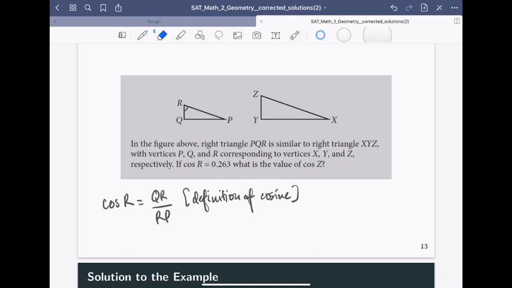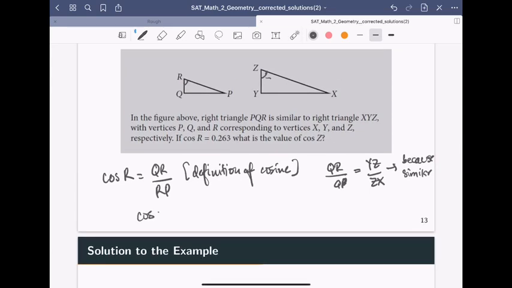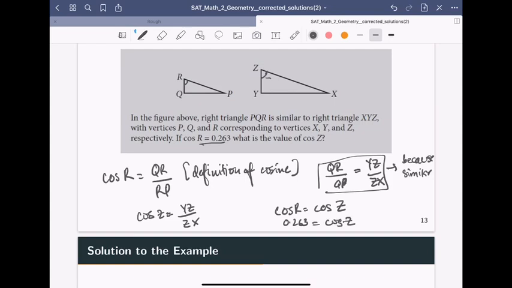So what is the value of cosine Z? They're asking for the corresponding cosine of this angle. We know these two triangles are similar, and because they are similar, we know that QR over RP will equal YZ over ZX. The definition of cosine Z is base upon hypotenuse, which will just be YZ upon ZX. We know these two ratios are essentially equal, so cosine R will be equal to cosine Z. Cosine R was 0.263 from the question, so cosine Z will also be 0.263.